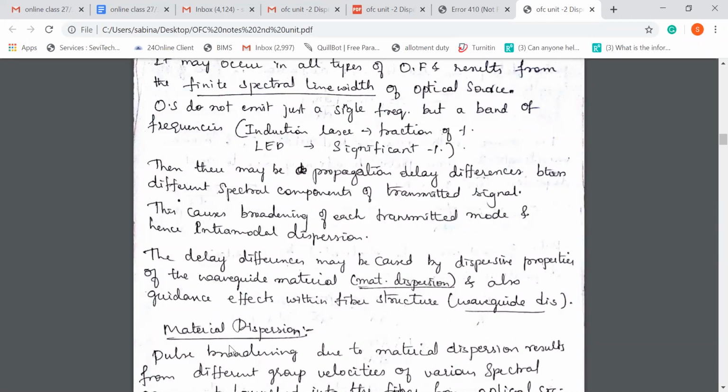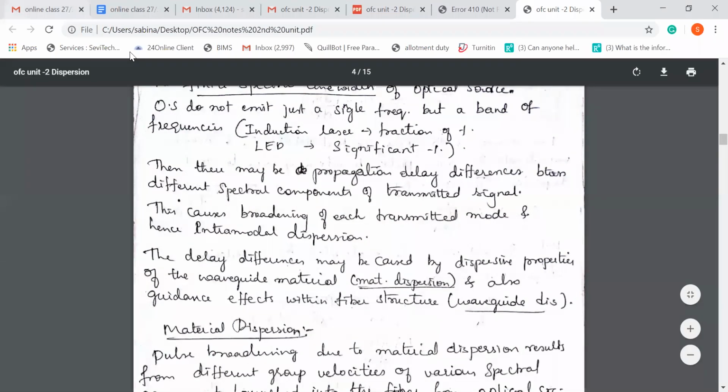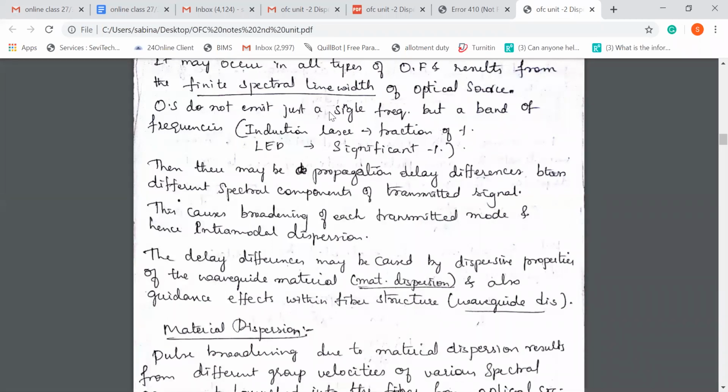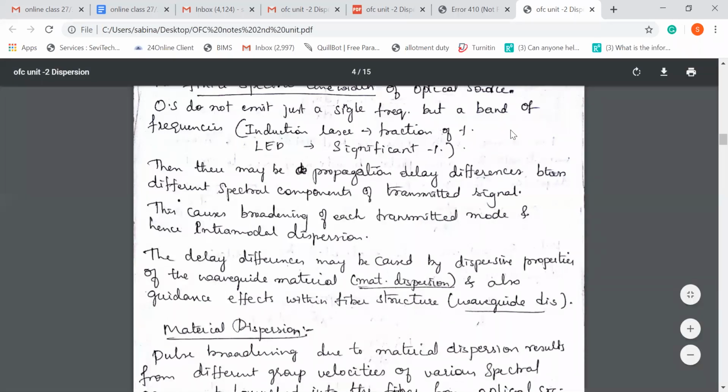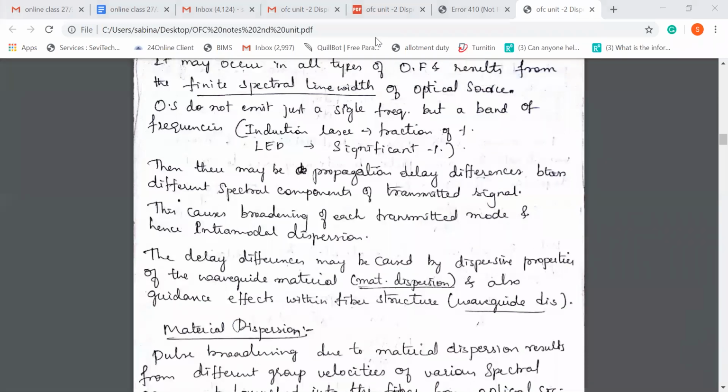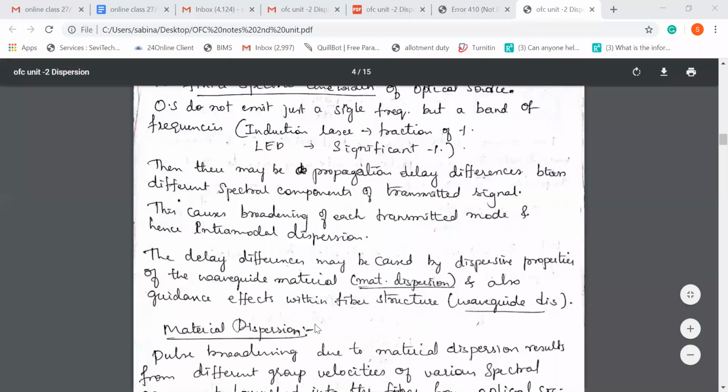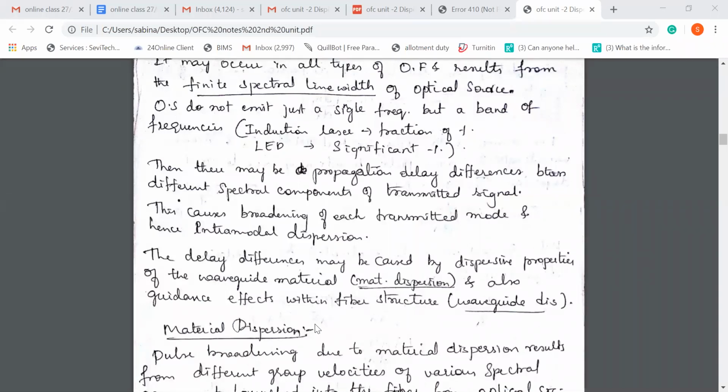Are you able to listen to anything? Hello, hello. Yeah, ma'am, we can listen. Are you able to follow anything? Yeah, ma'am. Just check who all is there. Akash, are you present? Akash? Yes, ma'am. So you are able to understand anything?